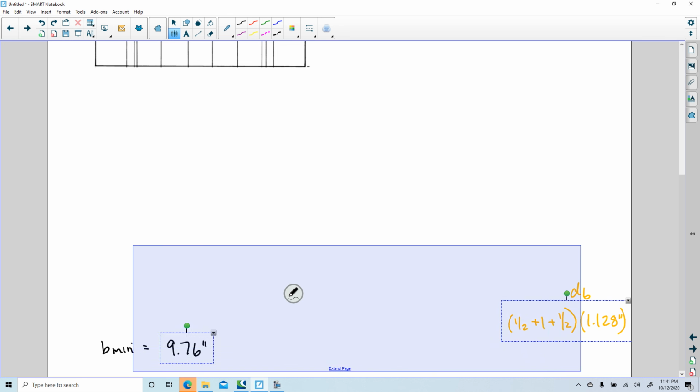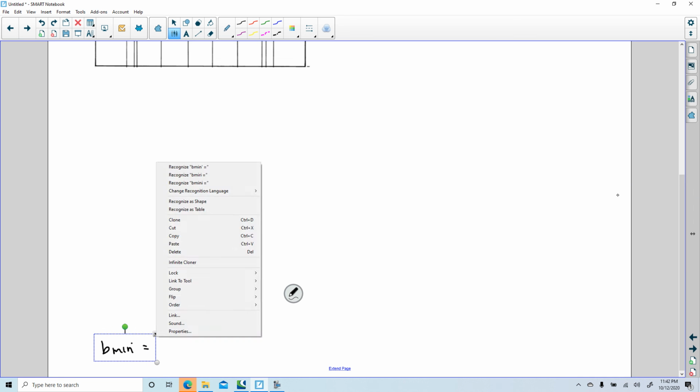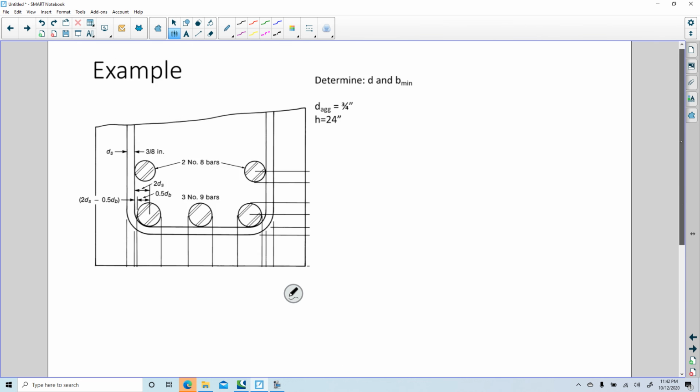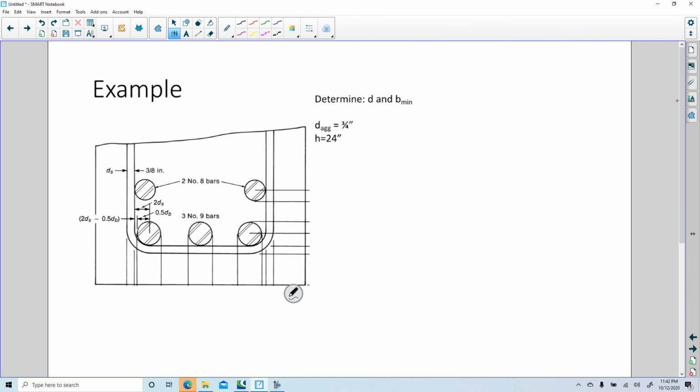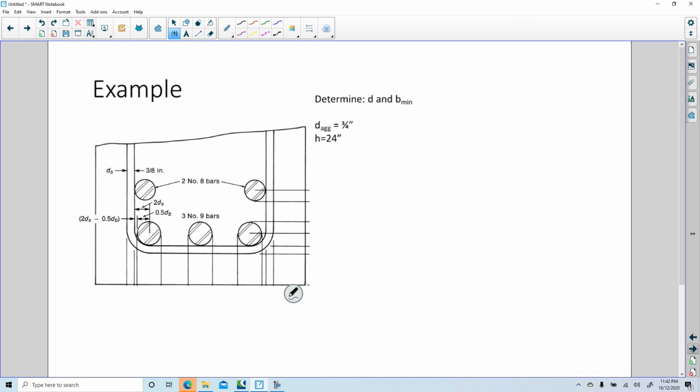Okay. So that is your width. That's probably the most confusing part because of that bend diameter. So now if we look at D, now we're looking vertically, right?